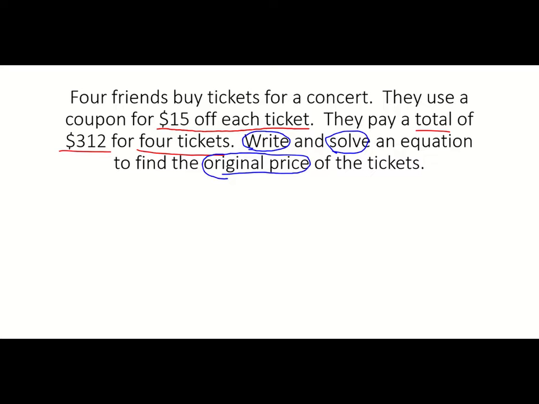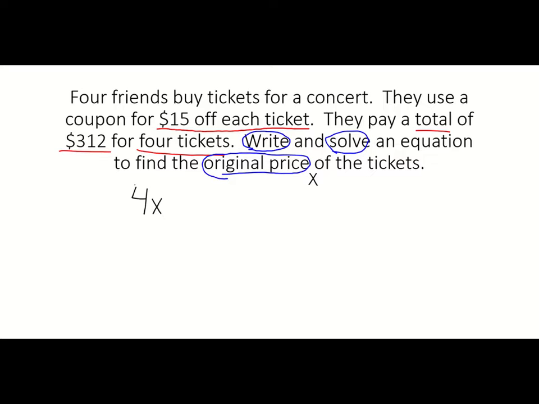So what do we know? We know that we have 4 people that bought tickets. Okay, so I have 4 people that bought tickets. But I do not know how much each person paid for their ticket. So the original price, I'm going to use the variable x to represent the original price. So I'm going to say I have 4 tickets times x, because that'll tell me how much I paid. 4 tickets times x price would be you paid this much.